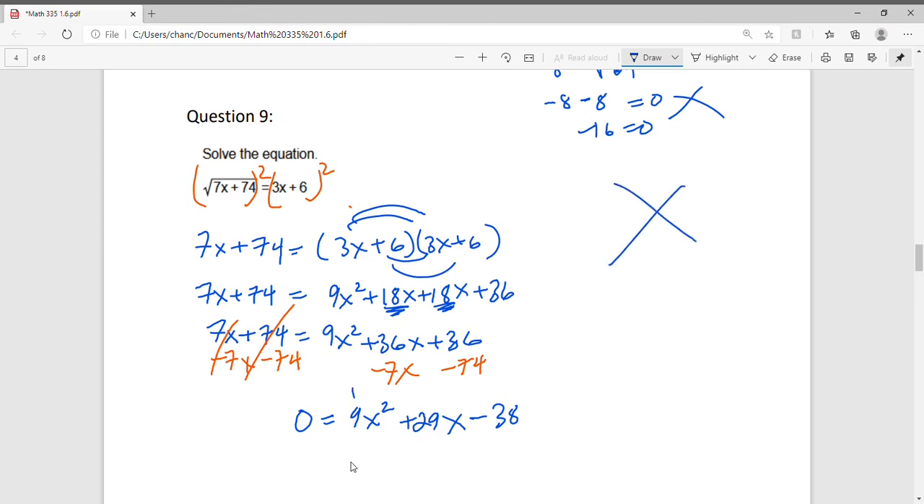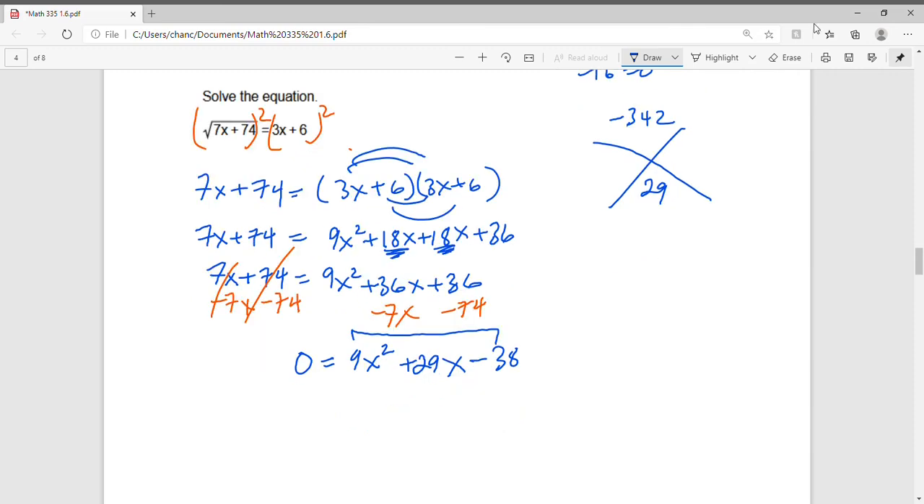This is going to be the AC method, and so we'll multiply 9 times negative 38. That gives us negative 342, and we'll have to find the two numbers that work. The two numbers that work are 9 and 38. It is actually a negative 9 and a positive 38. So let's split the middle. We'll write this as 9x squared minus 9x plus 38x minus 38.